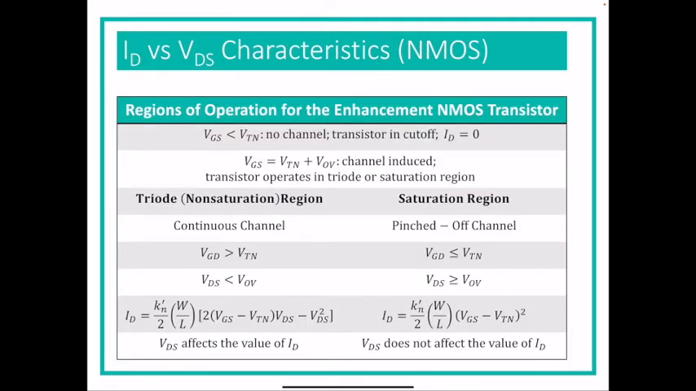And then these are just ID versus VDS characteristics summarized for the NMOS device. So this is all the calculations you would have to do to find the values that you would need. Most of the time in this class, we don't talk as much about the non-saturation region, but both regions are valuable.